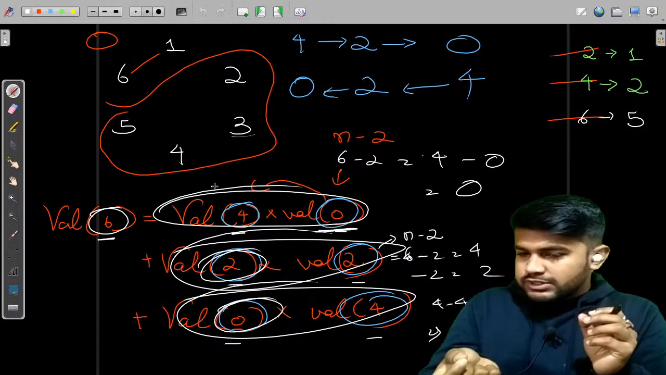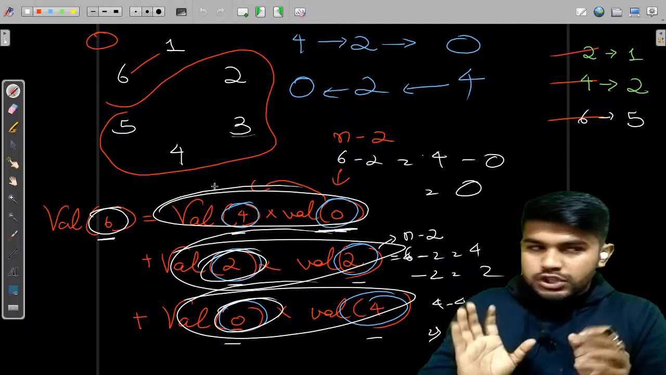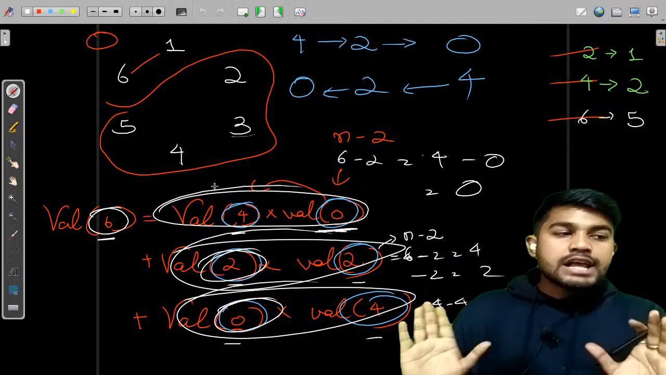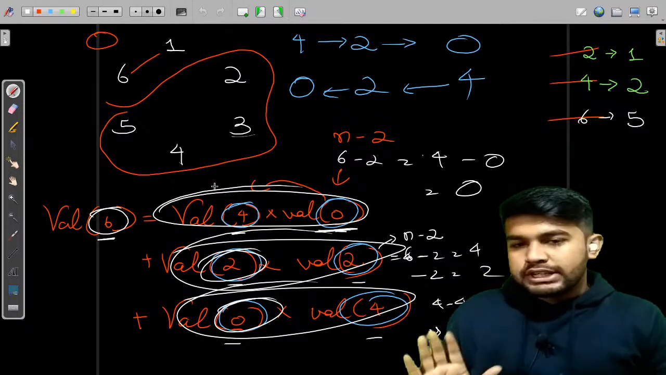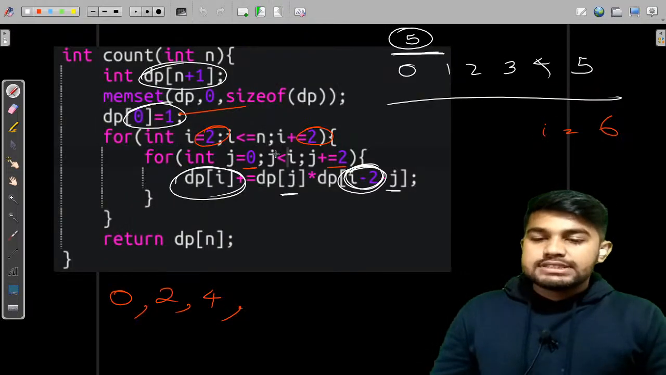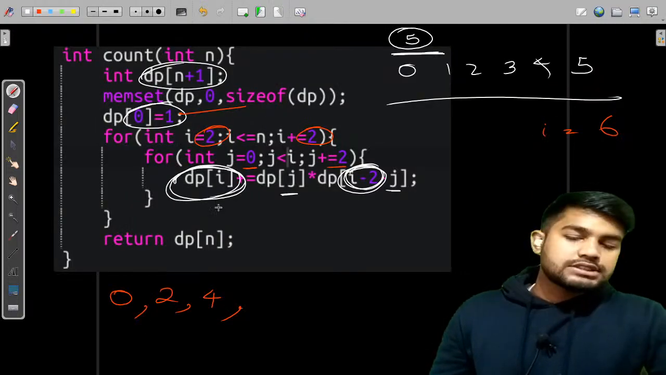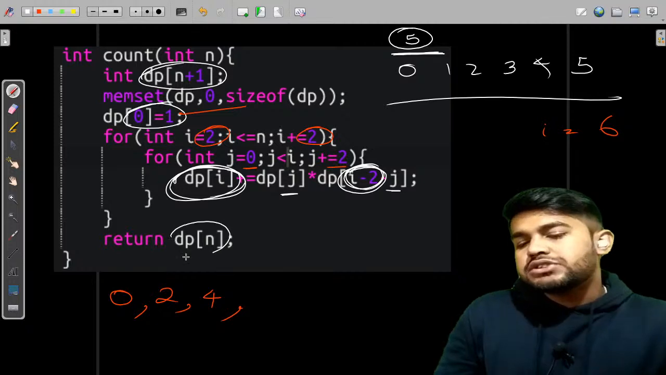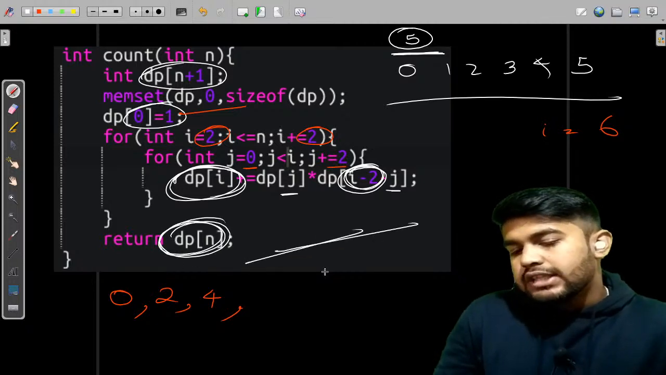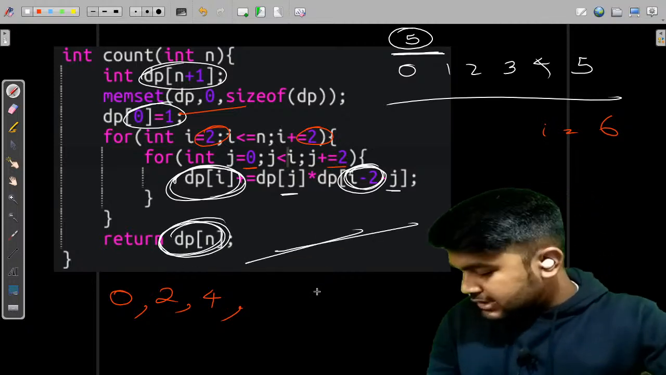4 minus 2 is equal to 2. 4 minus 4 is equal to 0. So we have this value. We have got this much value already. We know that this is why we can say that for dp of i, this is the value. At the end, we are just returning dp of n, and this would give you an AC.